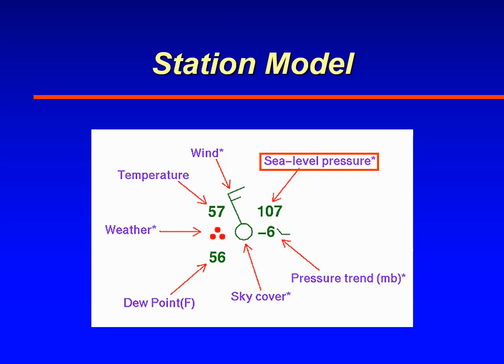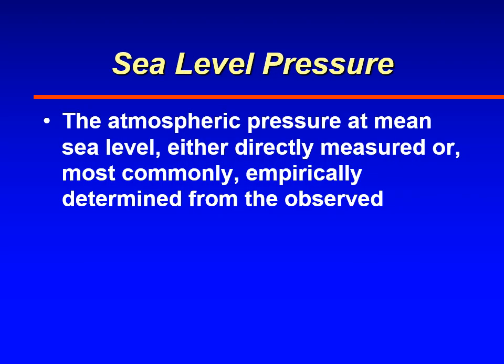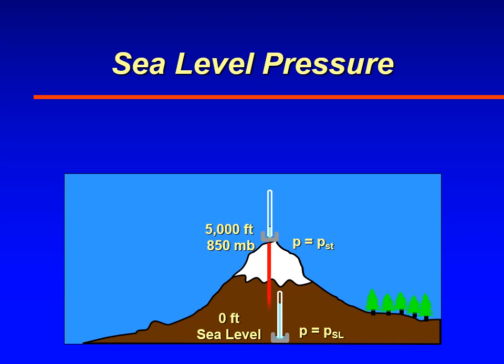Next comes sea level pressure, and sea level pressure is defined as the atmospheric pressure at mean sea level, either measured directly or, typically, calculated or empirically derived from the observed station pressure. What that means is that at the surface of the Earth, pressure varies with altitude, of course, as the elevation changes. So you actually have to calculate the sea level pressure. I think most of you are familiar with that concept already. This is what they do.